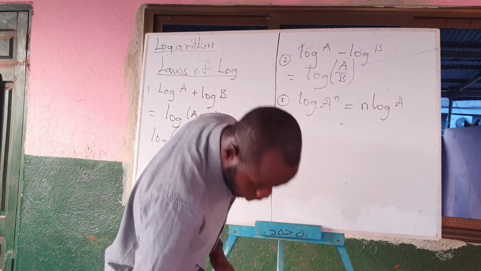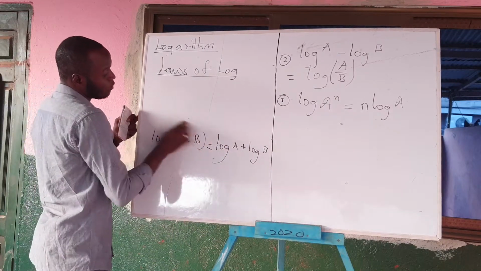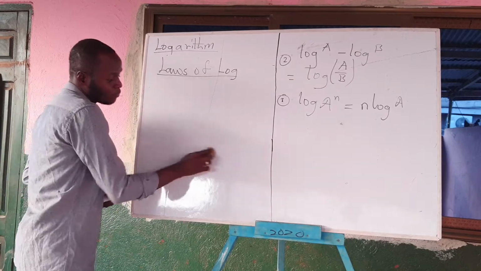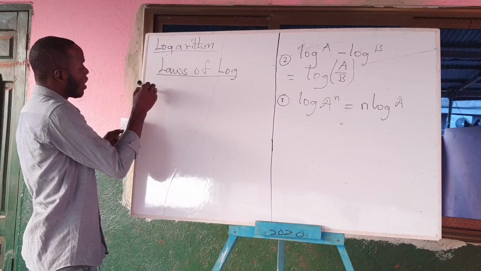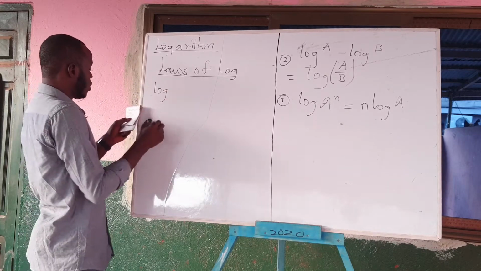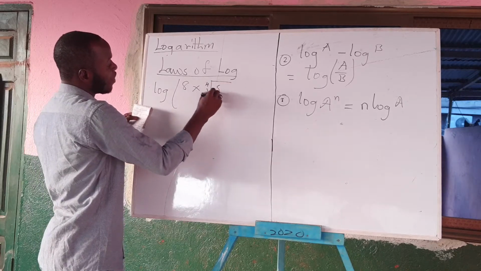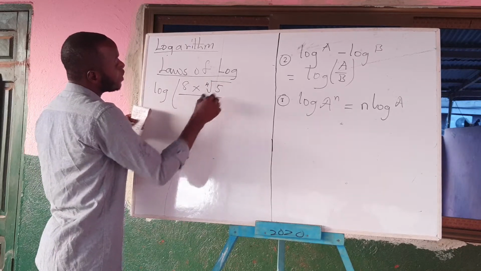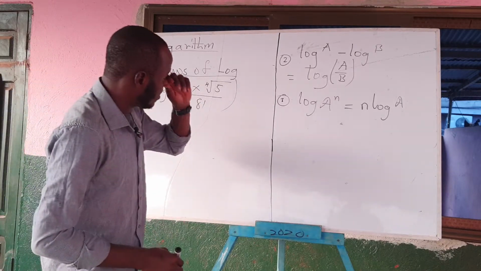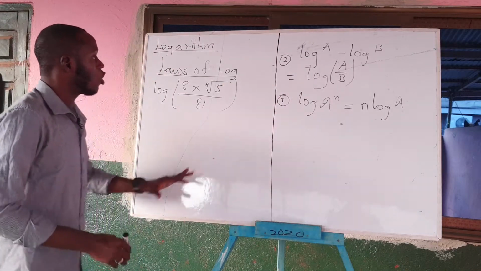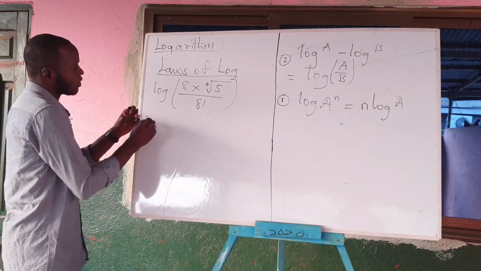Now let's quickly take one example which involves all of these laws of logarithm, and then solve it to further our understanding of the topic. So we have log of 8 times the 4th root of 5, dividing 81. This example contains, I think, all of the laws of logarithm, so let's quickly see how we can tackle this question.